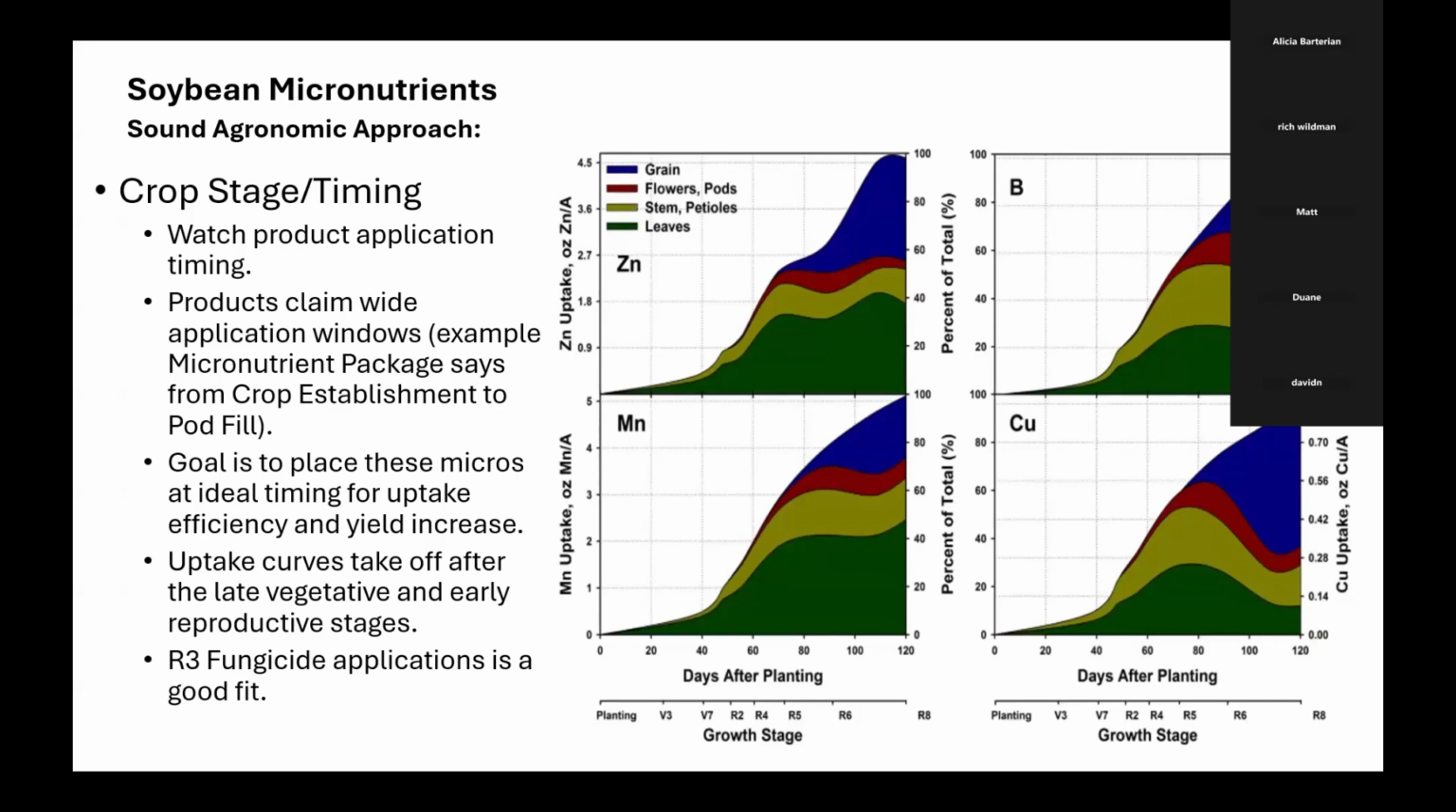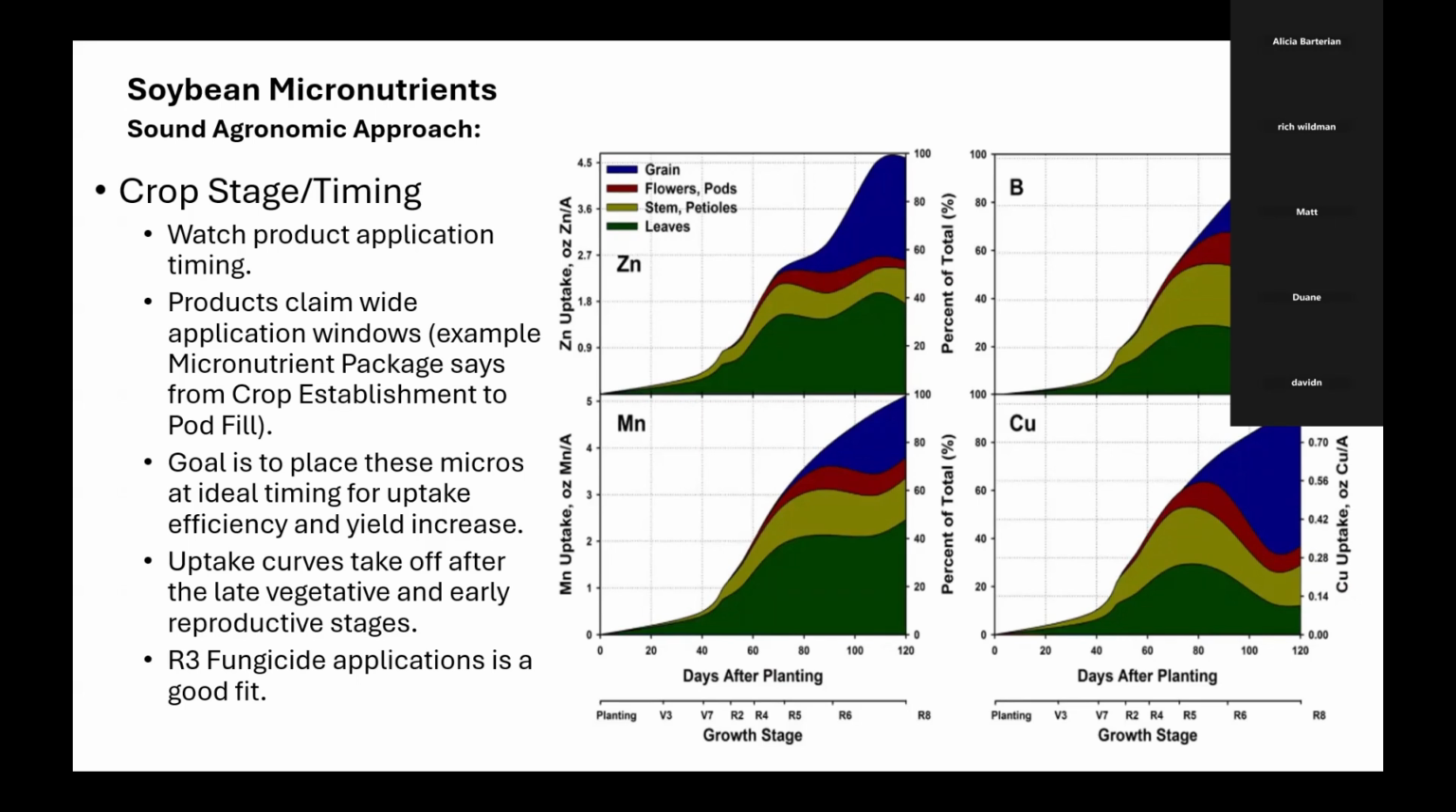So now, looking at more of a sound agronomic approach, the theme just keeps going on and on here with these micros. We need to pay attention to these uptake curves. Like I said earlier, this particular product we were just talking about claims wide application windows. You can put it on whenever you want, but these uptake curves say otherwise, and you need to be aware of that and pay attention to it. We're doing it so we have uptake efficiency and a yield increase.